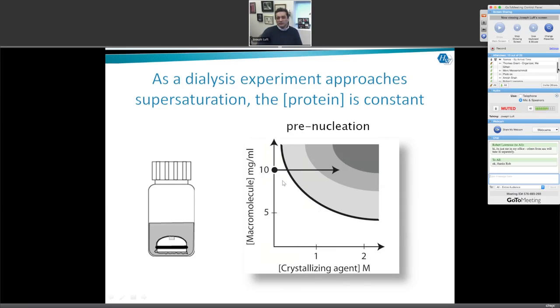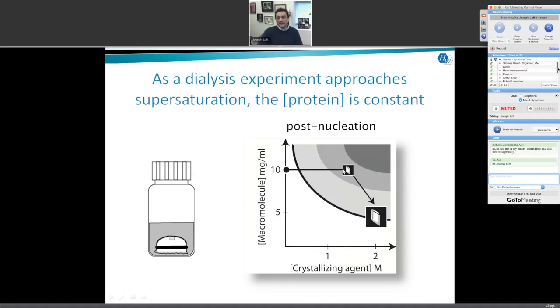Now, in a dialysis experiment, because the protein volume is held constant by that membrane, and it's in a little container here under this membrane, it has a very different approach through the phase diagram. So the protein concentration doesn't change. It's just the concentration of the crystallizing agent, the salt, that changes. Okay, so you can drive things as it equilibrates and the salt enters into the little divot that has the protein. You can increase the level of supersaturation of the protein, drive it to the nucleation region, and then have a nucleation event and have a crystal form.